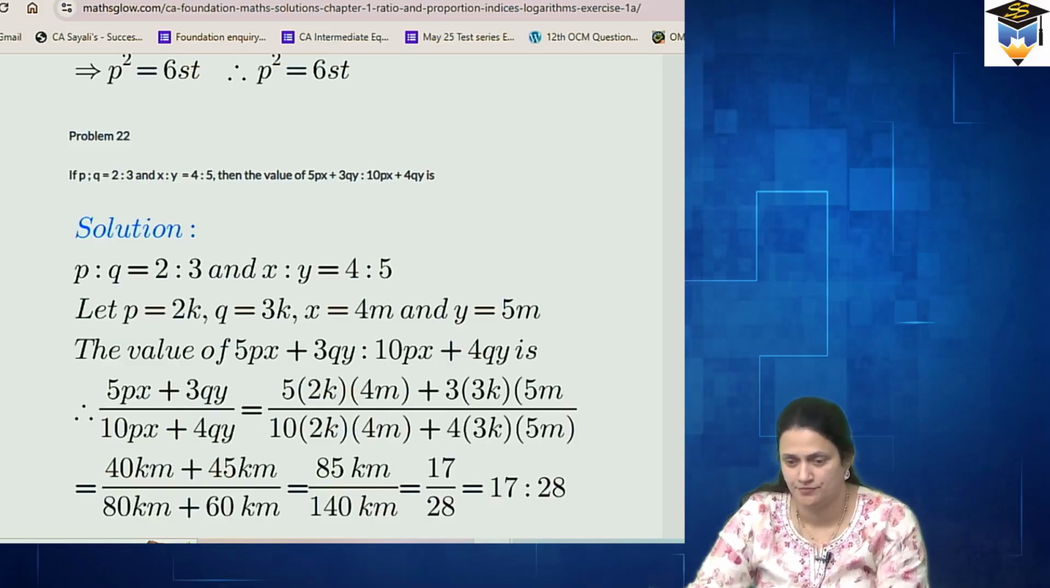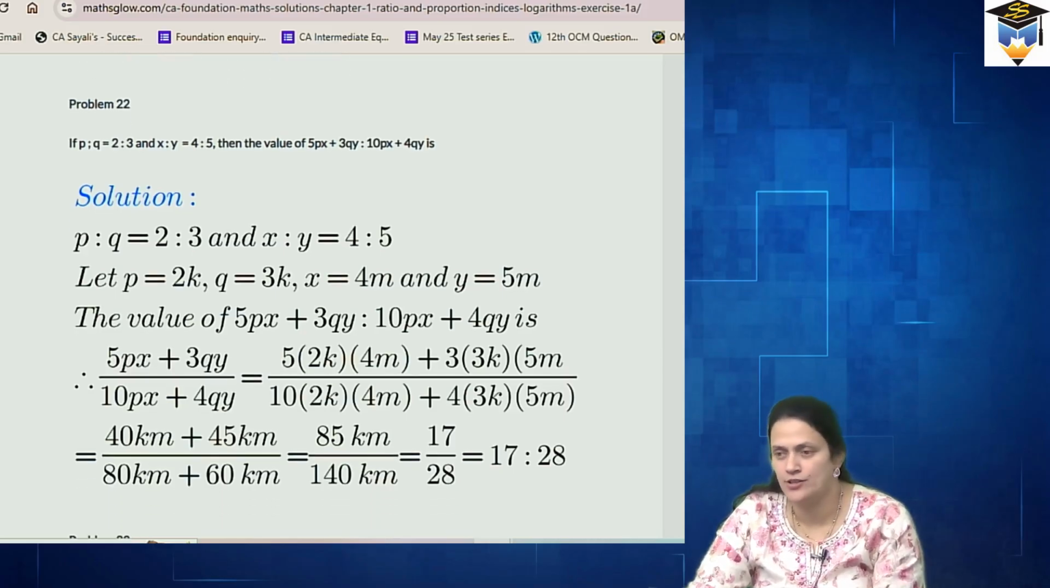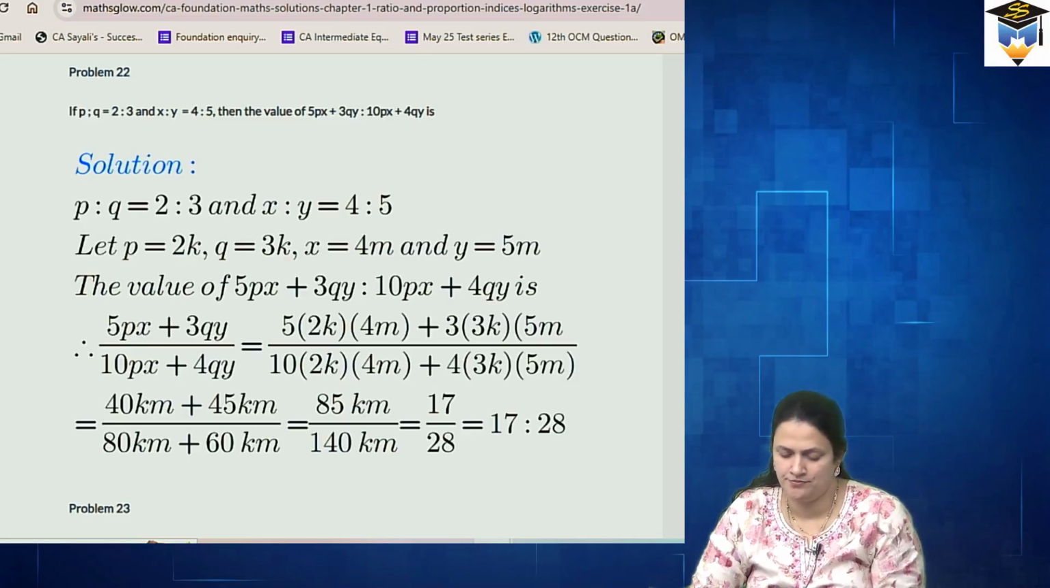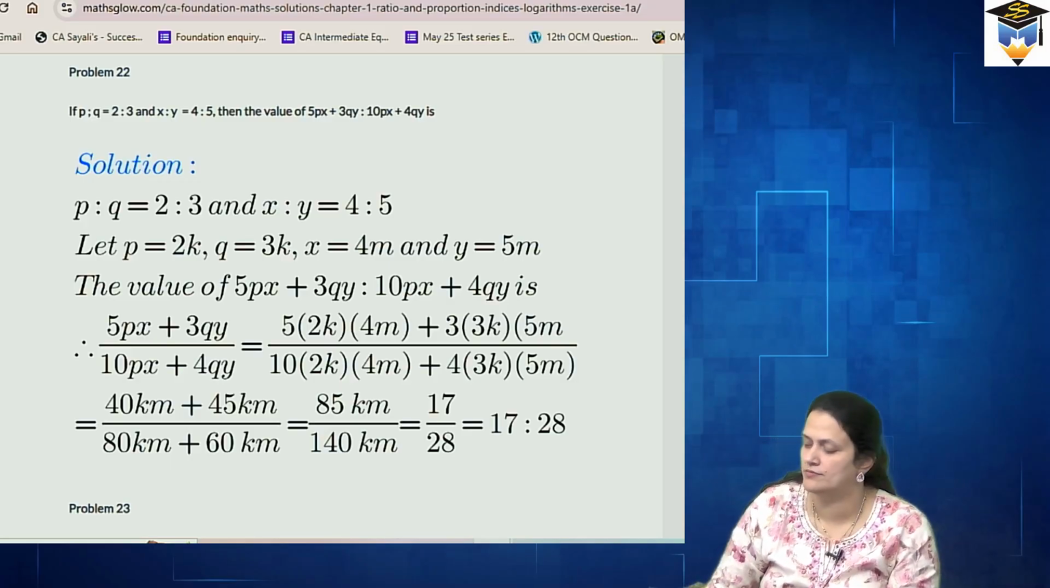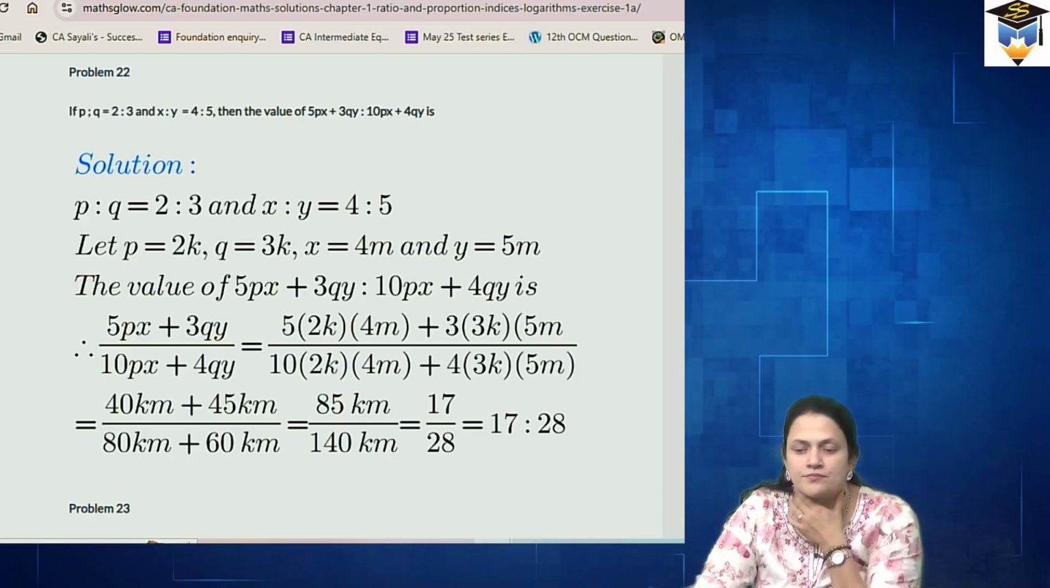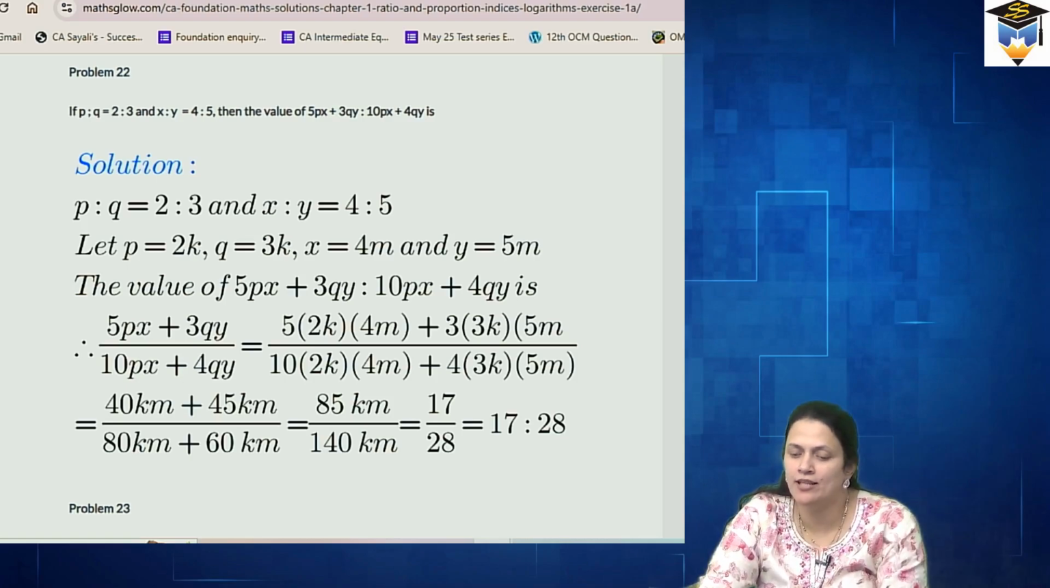Done. Of 22, option C is the correct option. 17:28. Good. Yes, write it down. I'm going to send it on the group as well. So basically substitute the values and solve. In that way also you can do it. And then find the lowest form.